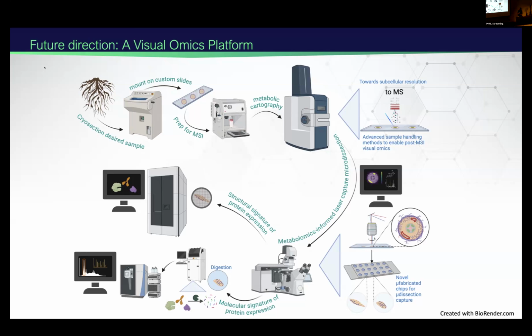Can we then get high lateral resolution metabolomics data, in this case, maybe MALDI, where we're looking at things at the single cell or subcellular resolution? Can we use that to inform where we want to do further omics? So this goes back to some of the segmentation we're talking about. What is informative for us to get more information?